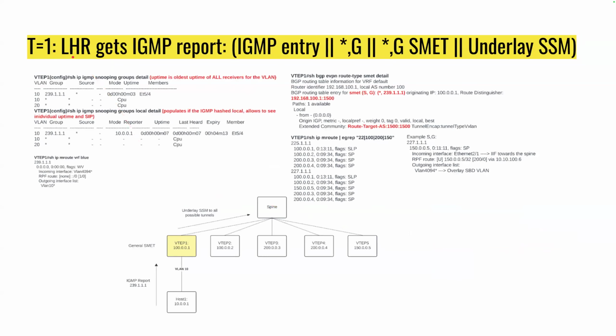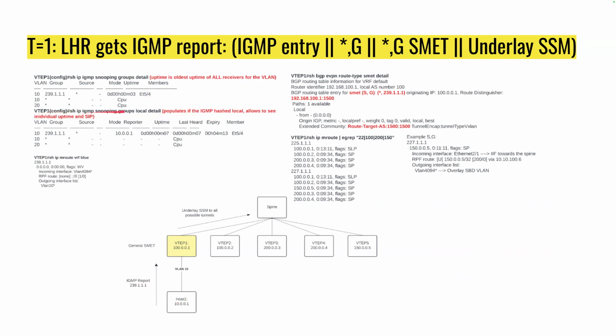All right. So now let's say at T equals 1, the LHR is getting an IGMP report for 239.111, because that is the actual group in which the host is interested. The VTEP 1 receives that IGMP report, and that would create a snooping entry. If you run the output show ip igmp snooping groups detail, you will see in VLAN 10 there is an IGMP report received for 239.111, and the member interface is 8/54.